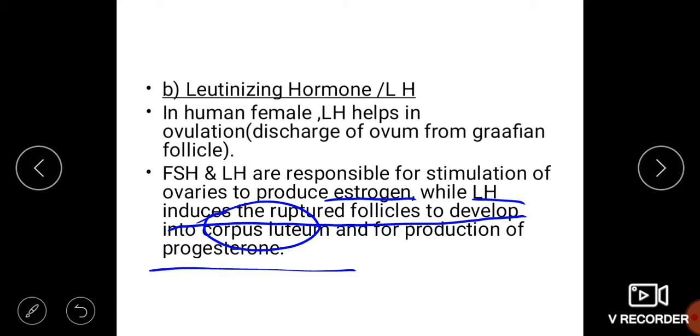FSH is essential for the development of follicles and production of the hormone called estrogen, while LH is essential for the development of Graafian follicle, and the Graafian follicle after ovulation becomes corpus luteum, and corpus luteum is essential for the production of the hormone called progesterone.